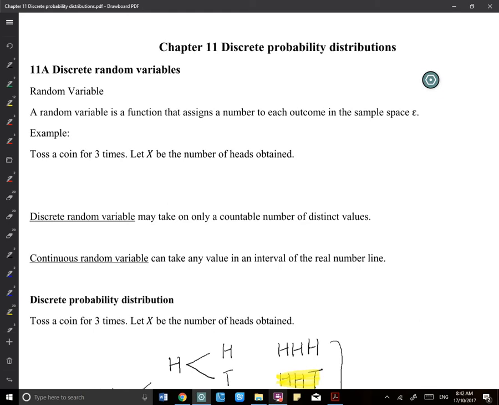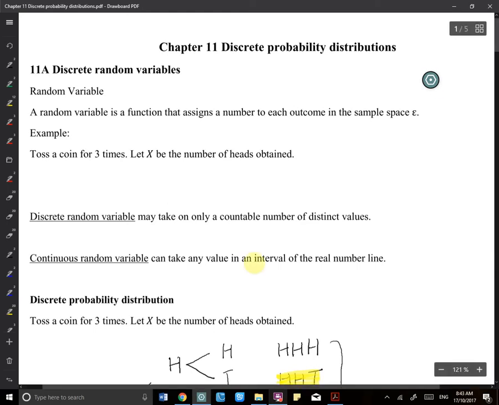But a distribution is listing all of them out. After you see a distribution, you can clearly tell the probability of each event happening. So first of all, we talk about what is a discrete random variable. A discrete random variable is a function that assigns a number to each outcome in the full sample space.